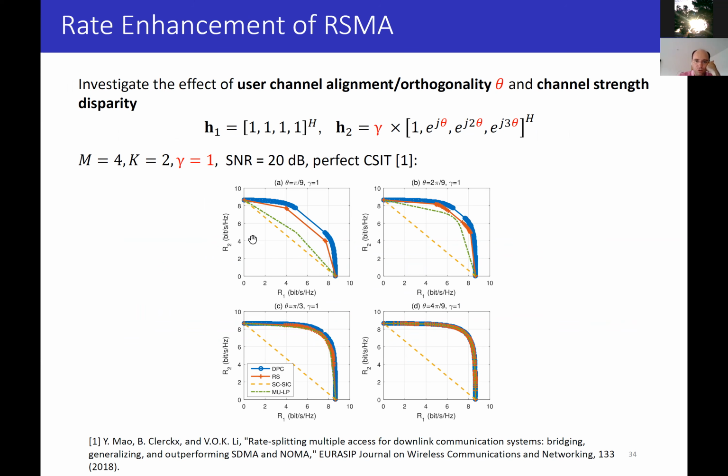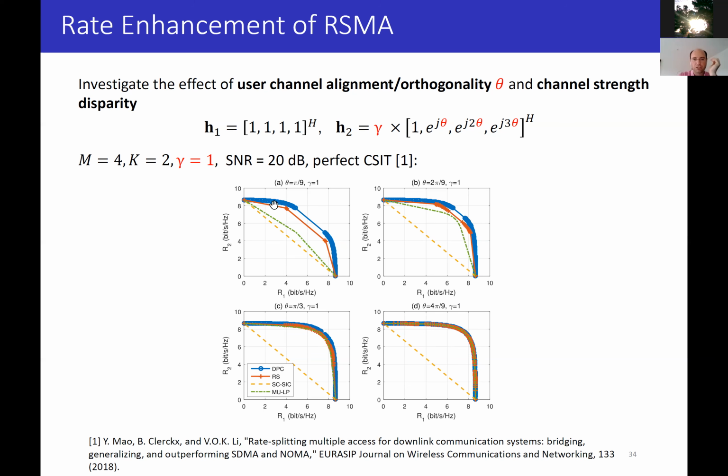this is a rate region. It's perfect channel state information at the transmitter. And we have 4 different schemes. Blue is DPC, red is rate splitting, green is SDMA, so multi-user linear precoding, and yellow is NOMA. And here we have the same channel strength for both users. And as we move from A to D, essentially we increase the angle between the 2 channels.